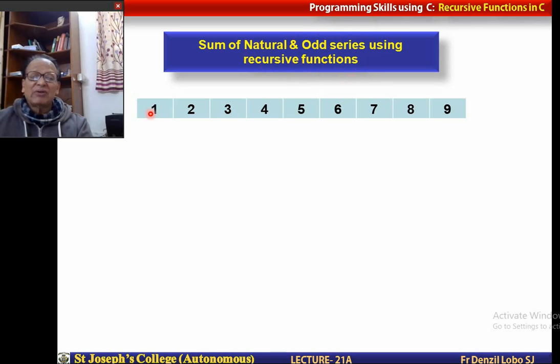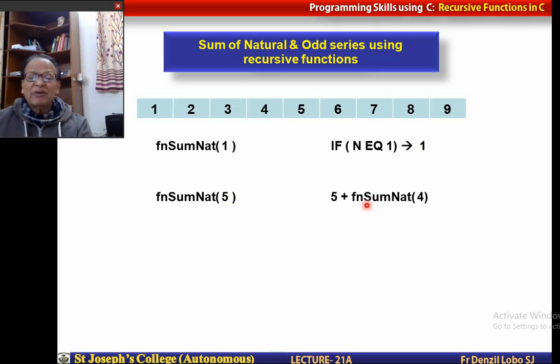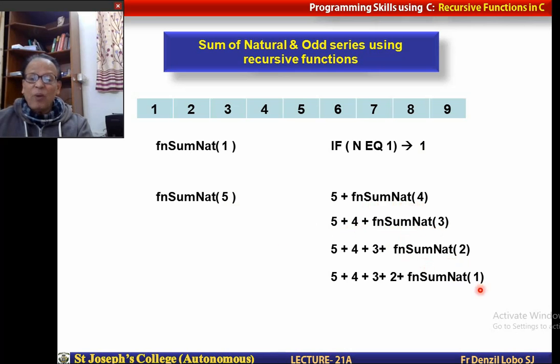Now the sum of the natural series, you have got the natural series here, 1, 2, 3, 4, 5 up to 9. Suppose I write this function called sum nat n. If n is equal to 1, it is going to return 1. What is the sum of 5? Sum of natural numbers 5 is going to be 5 plus sum of natural numbers 4. That is equal to 5 plus 4 plus the function sum nat 3. This goes on like that, 2, then 1. This is the terminating condition. So that is equal to 1.